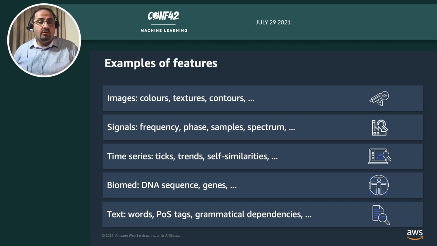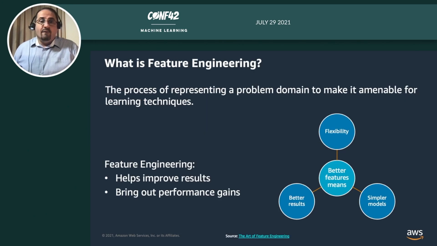Great. Now we know what a feature is. So what is feature engineering? Feature engineering is the process of representing a problem domain to make it amenable for learning techniques. This process involves the initial discovery of features and their stepwise improvement, all based on domain knowledge and the observed performance of a given ML algorithm over specific training data. So feature engineering helps improve results by modifying the data's features to better capture the nature of the problem.